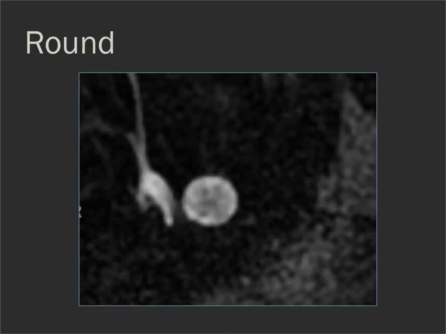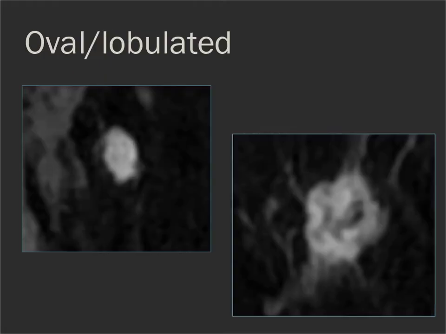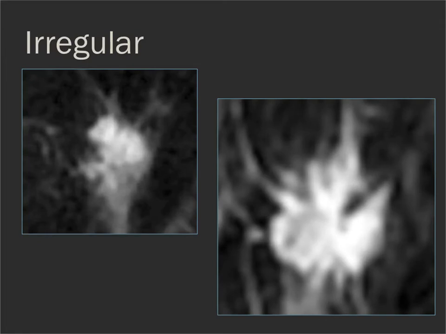So here is something that's clearly round. It was a lymph node in this case. And these 2 masses can be described as oval or lobulated. These are both cancers. Irregular masses tend to have angulated borders rather than the smooth borders of the oval/lobulated masses, such as these. Both of these are invasive ductal carcinomas.